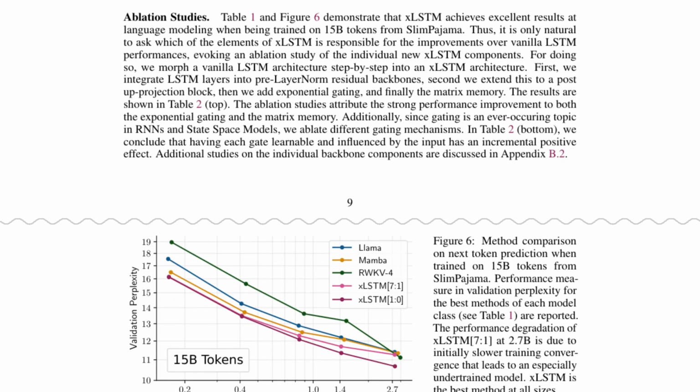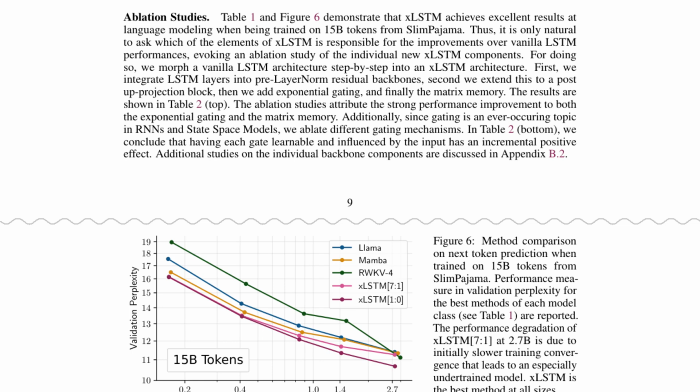Ablation studies. Table 1 and Figure 6 demonstrate that xLSTM achieves excellent results at language modeling when being trained on 15 billion tokens from SlimPajama. Thus, it is only natural to ask which of the elements of xLSTM is responsible for the improvements over vanilla LSTM performances, evoking an ablation study of the individual new xLSTM components. For doing so, we morph a vanilla LSTM architecture step by step into an xLSTM architecture. First, we integrate LSTM layers into pre-layer norm residual backbones. Second, we extend this to a post-up projection block. Then we add exponential gating, and finally the matrix memory.